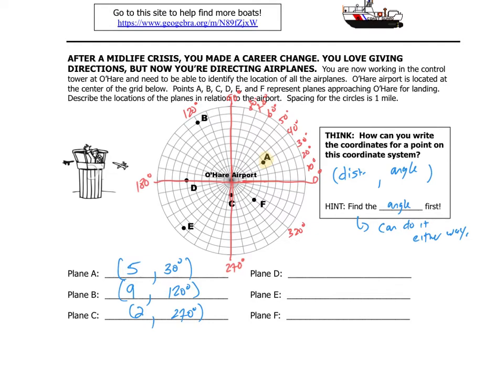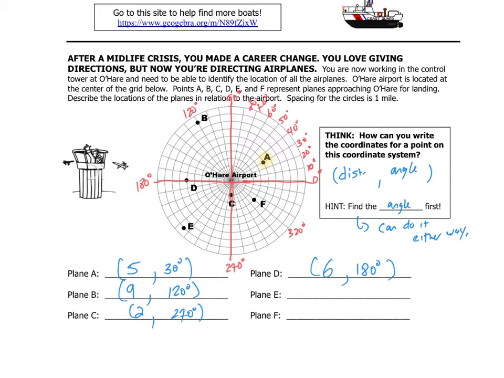Point D, same thing. Pause the video, try it on your own. The angle for point D is 180 degrees. So let's write that down, 180 degrees. And then the distance, we need to count how many circles we are out from the pole. So 1, 2, 3, 4, 5, 6. So this point is at 6, 180.